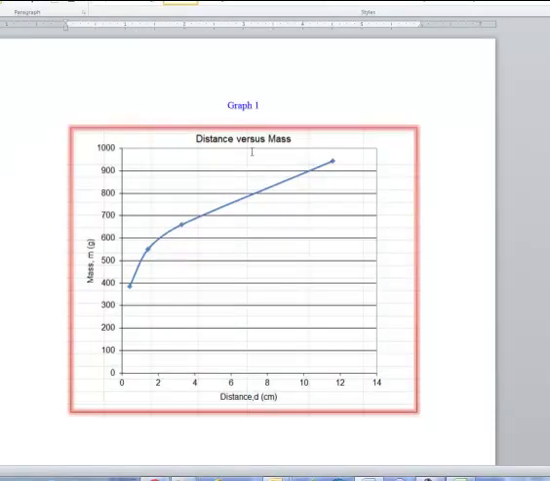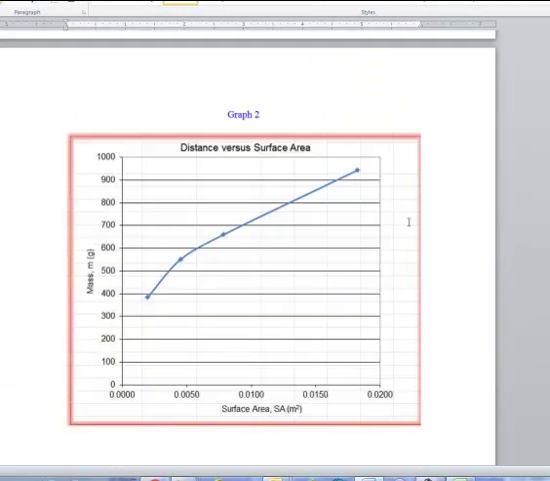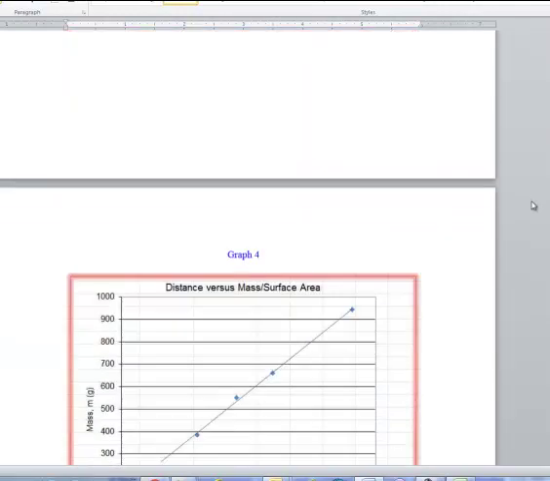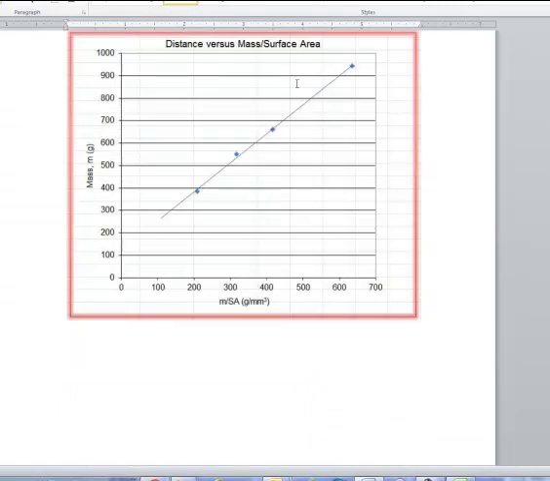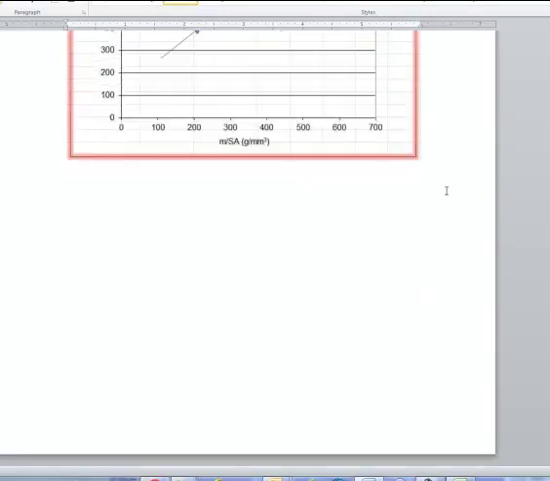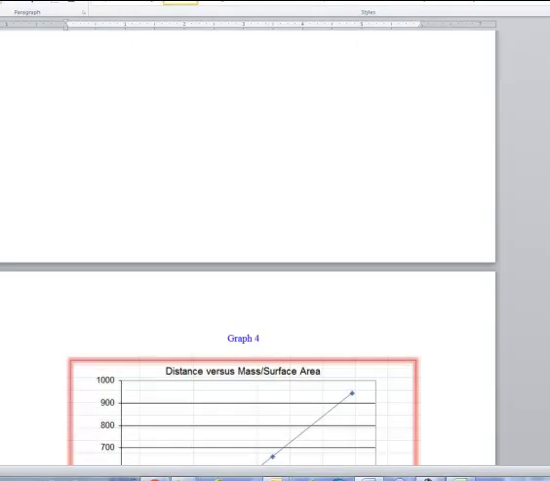You can see that we make some graphs: distance versus mass, distance versus surface area, distance versus volume, distance versus mass over surface area. And it turns out that this is the one that works, because the surface area, the density essentially, is what determines how far the ball goes. The scale determines exactly what kind of relationship you're going to get.